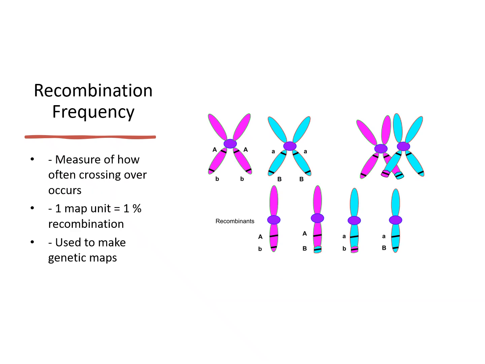The frequency of recombination tells us how often crossing over separates genes. The smaller the percentage, the closer the genes are. One map unit equals 1% recombination, and we can use this data to create genetic maps.